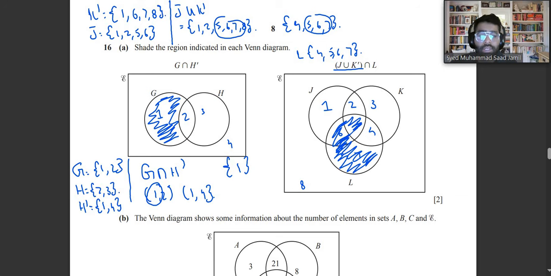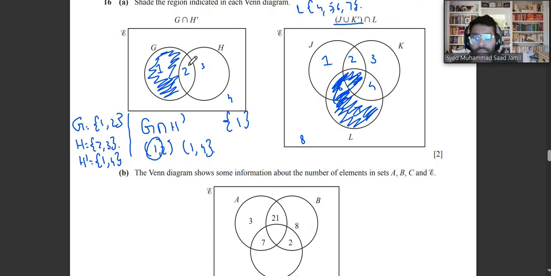So this method, I would recommend you guys to follow this. You guys will always get the correct answer from this. Next question.